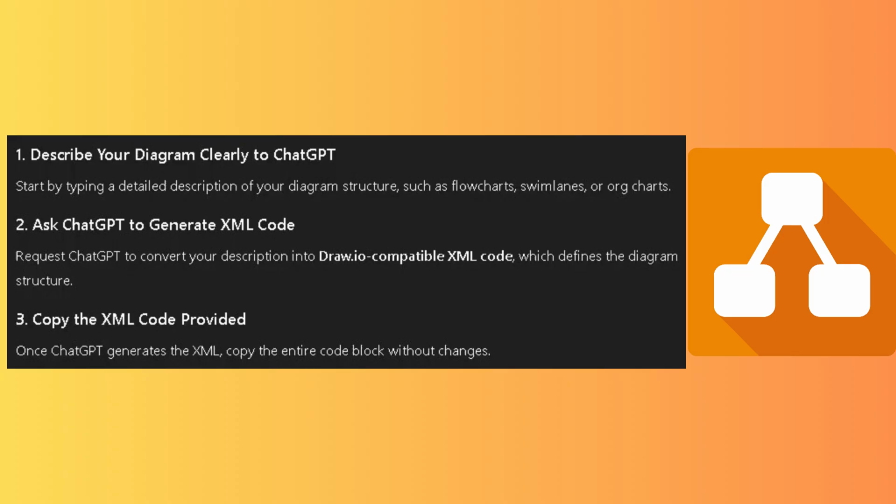Ask ChatGPT to generate an XML code. Request ChatGPT to convert your description into a Draw.io compatible code, which defines the diagram structure. Copy the code provided. Once ChatGPT provides the XML code, copy the entire block without any changes.